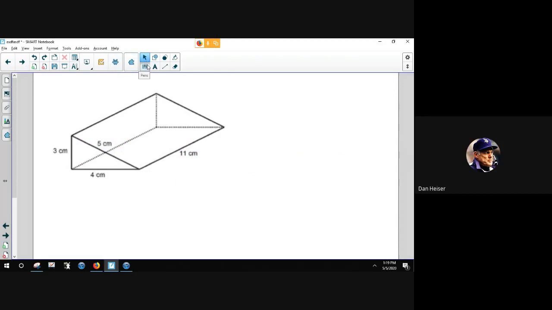Here's a prism. Here's our first problem: surface area of a prism. Again, there is no one formula for a prism.